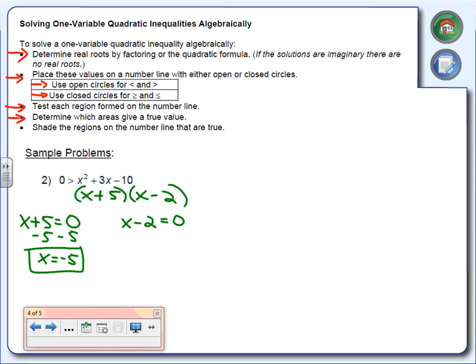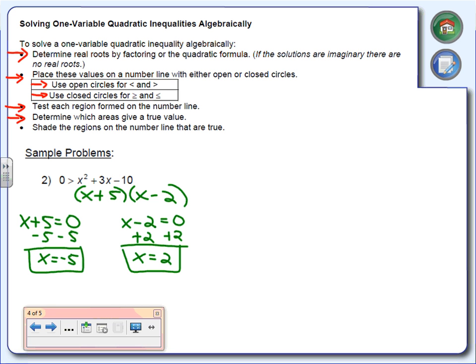So one of my roots is going to be negative 5. Come over here, do the same thing. My other root's going to be positive 2. So the two roots of this quadratic are negative 5 and positive 2.